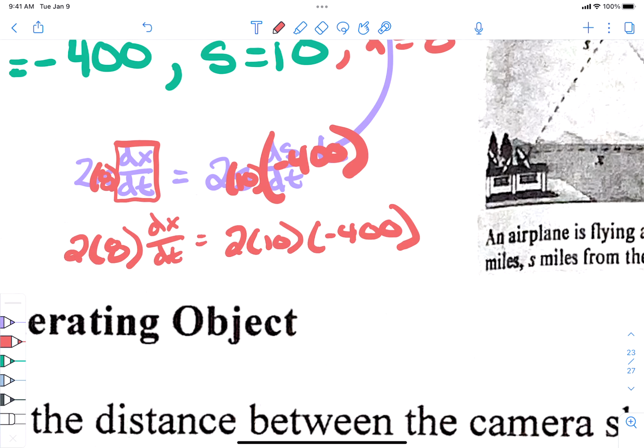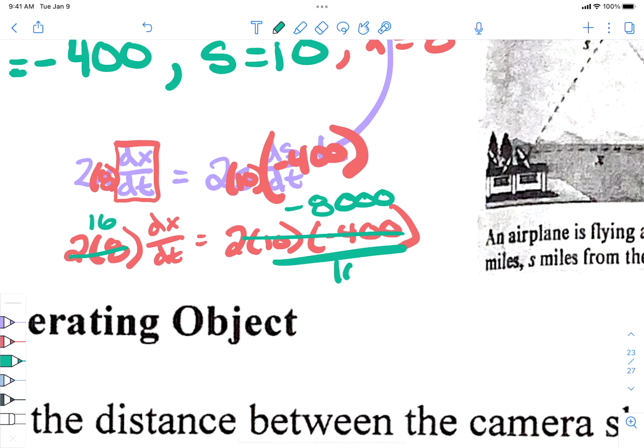If we want to write that a little cleaner, we got all the things. 2 times 10 is 20 times 400 is negative 8,000. And this is 16. To get dx/dt, we're going to divide by 16. So what is that? Negative 500.